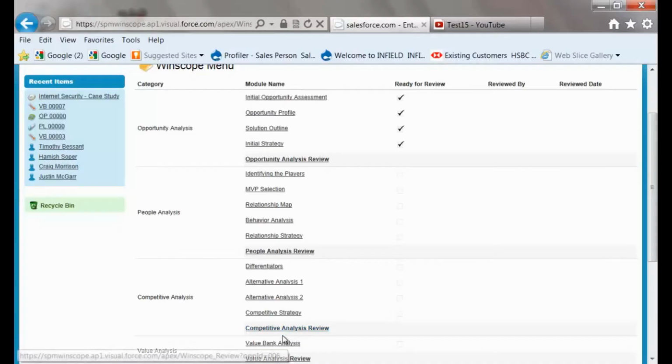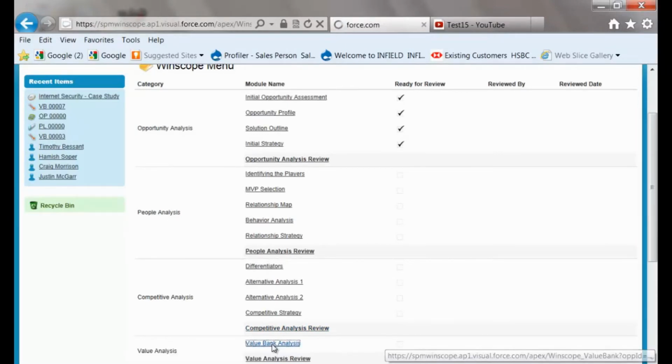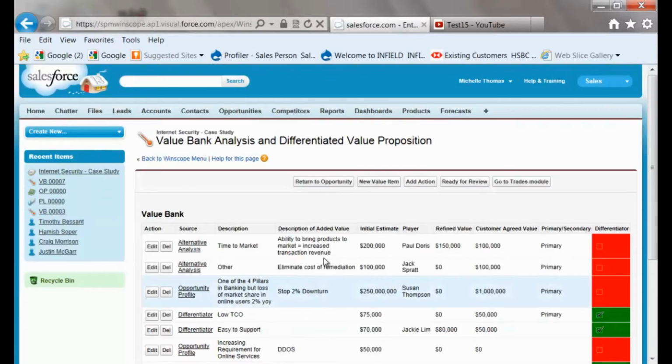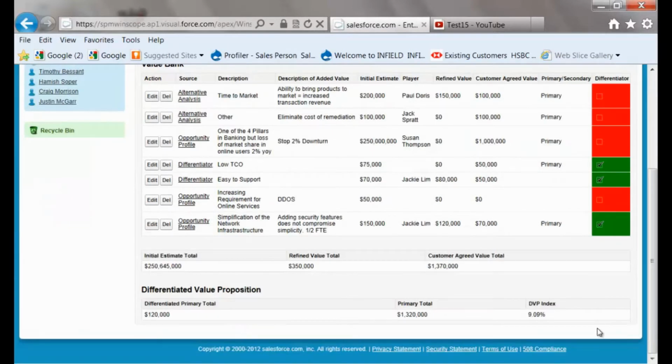The Value Bank helps you collect your initial thoughts on potential values and move your estimates of value through a process of refinement to the point where the customer accepts the value element as achievable or customer agreed. You can then work out your differentiated components using the tool and see how strong or weak your DVP is at any point during the sale.